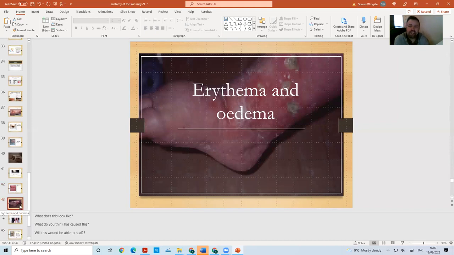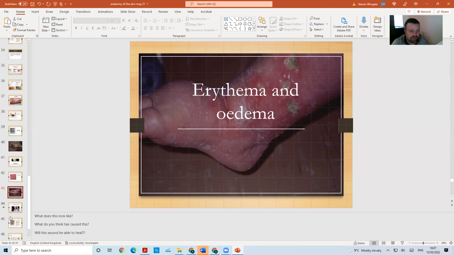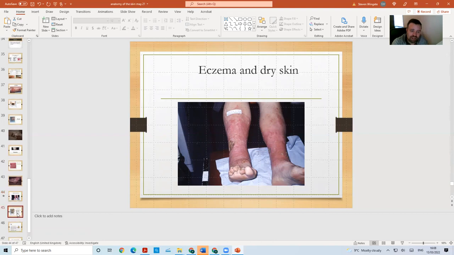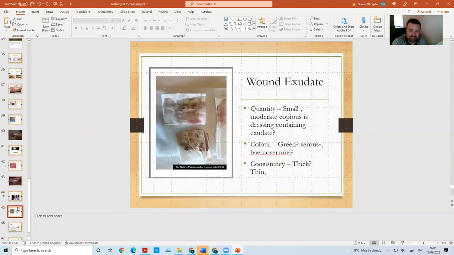So the edema, sorry, and so looking at any edemas, so that's where the skin's just filling up with liquid. So again, if you are getting edemas, things like that, you need to make sure that you're referring that on and getting the right treatment. And it's not uncommon for eczema and dry skin. So again, make sure that you're measuring all of the areas of eczema and dry skin, because if the skin's dry or there are other problems there, that can cause problems with the healing.